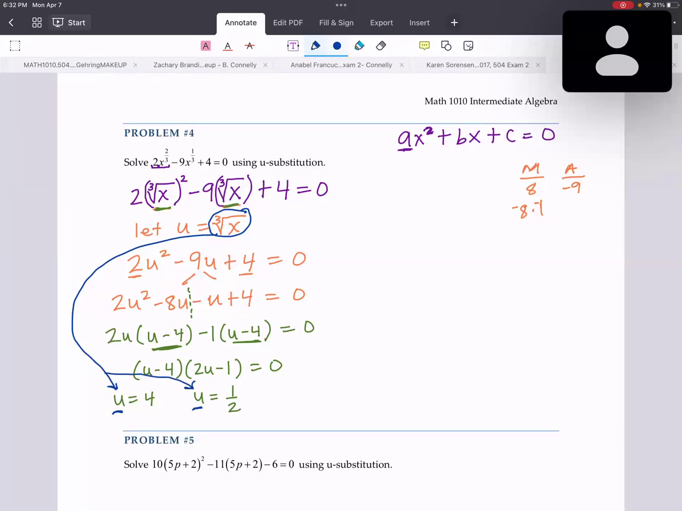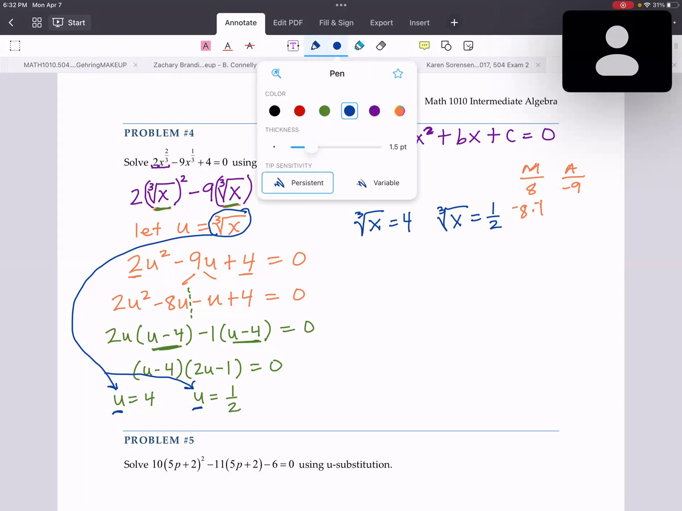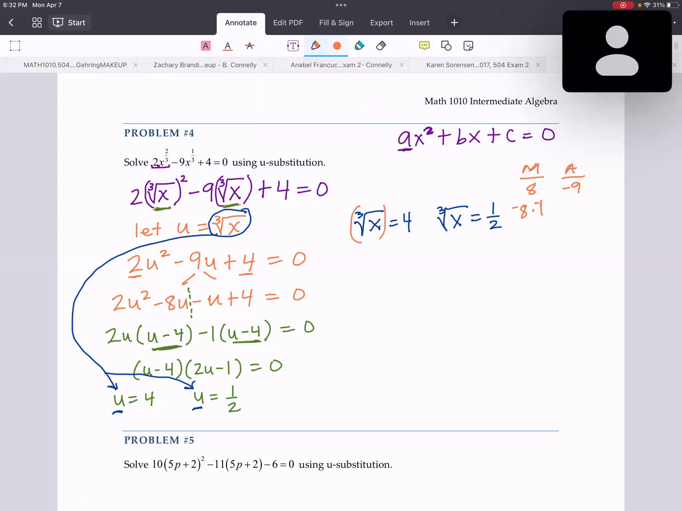So I'm going to have the cubed root of x equals 4, and the cubed root of x equals 1/2. All right, well, we've got a cubed root. To undo cube rooting something, we're going to raise it to the 3rd power. We're going to cube it on both sides. So that's what we need to do in these.